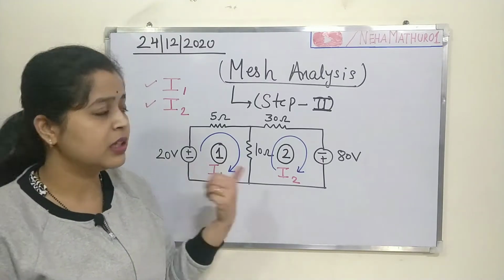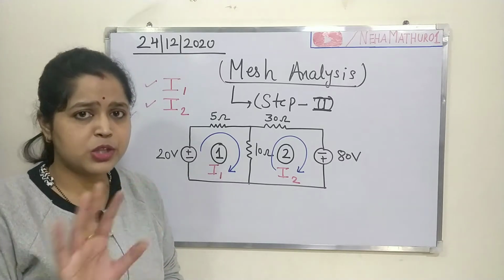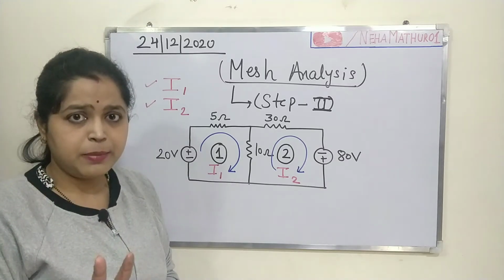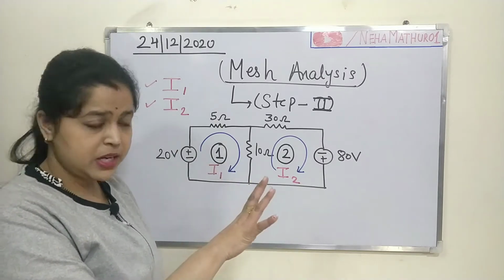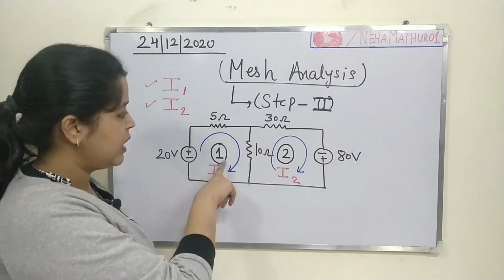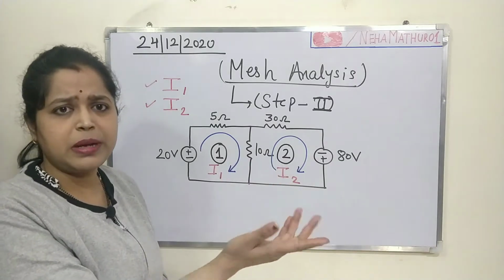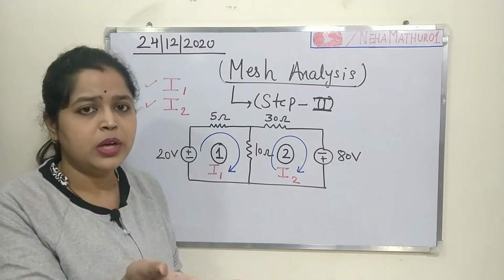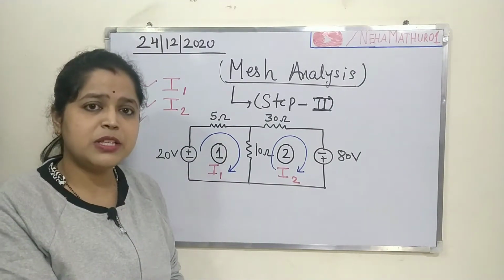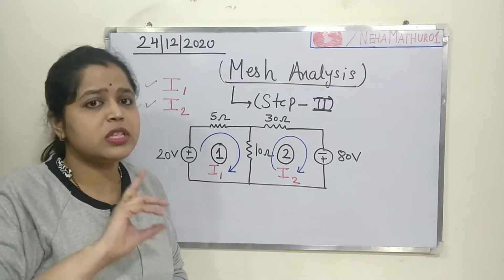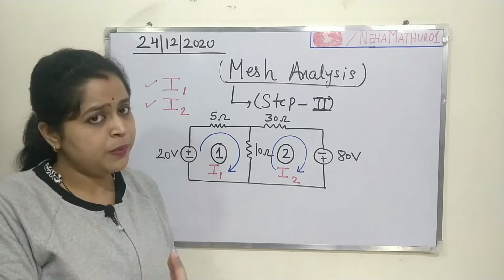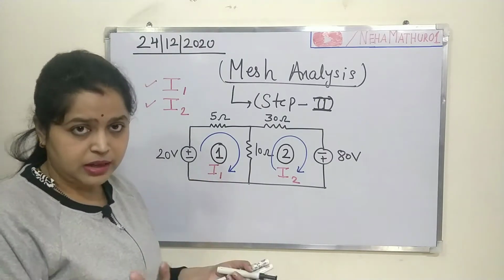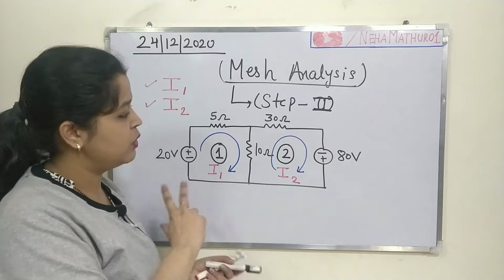Now come to the third step. I hope these two steps are clear. I am repeating again. First step, identify the nodes, identify the meshes and mention the names 1 and 2 like this. You can mention in Roman numerals also, depends on you. The second step is you will have to mention the current across each of the meshes. Here you have two meshes, so I have I1 and I2, and the direction is not a standard rule, you can mention any direction.